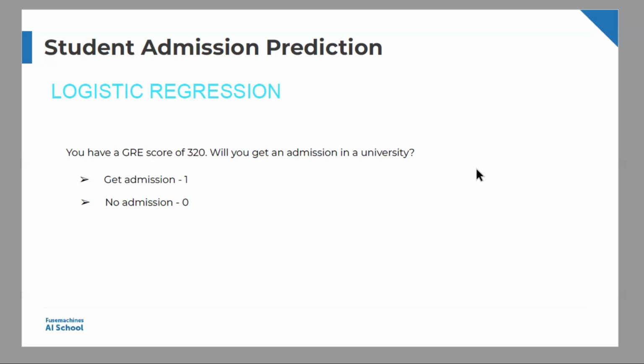Now, let's take a very simple example. You are given a GRE score, and based on your GRE score, will you get admission in a university or not? I have represented getting admission as index 1, and if you don't get admission, that is represented by index 0. So the question is, if you get a certain GRE score, what will be your target level, that is, whether you will get admission or not. That is the kind of problem that logistic regression solves. So let's look at this.